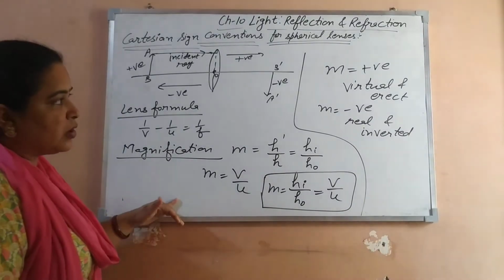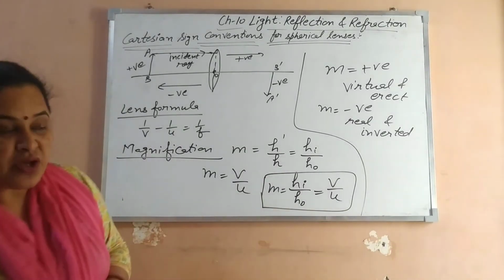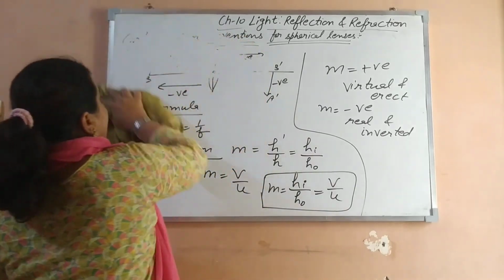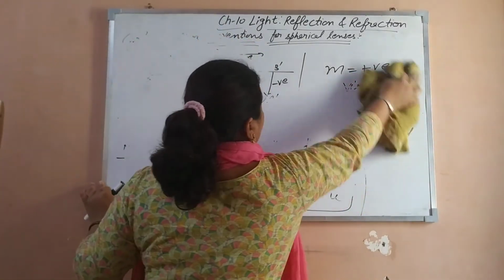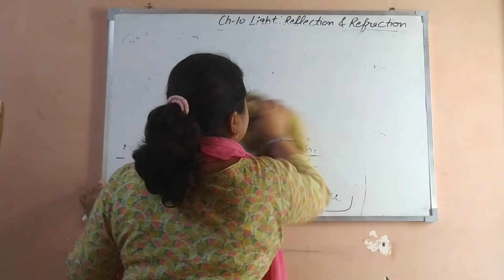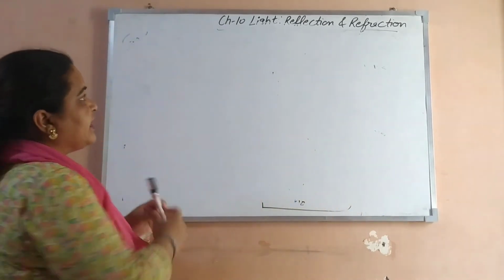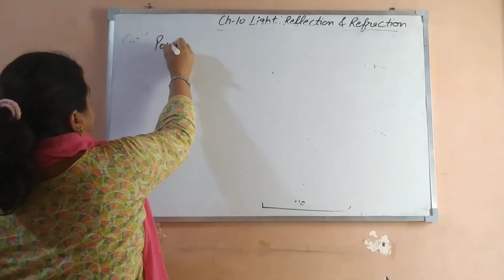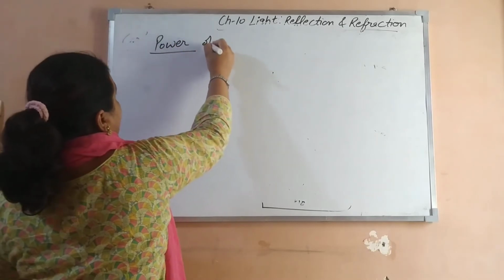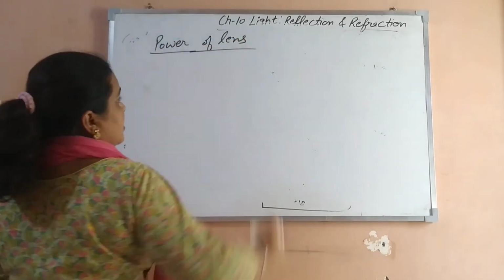So after all this, the next topic is power of lens. So let's do power of lens. What is power of lens? Power tells us about the degree of convergence and divergence of a lens. With what angle the rays will get bent.